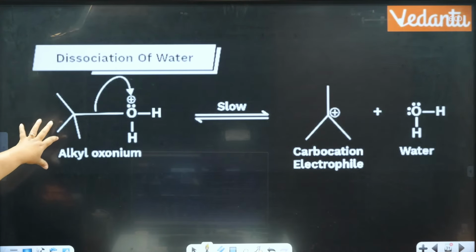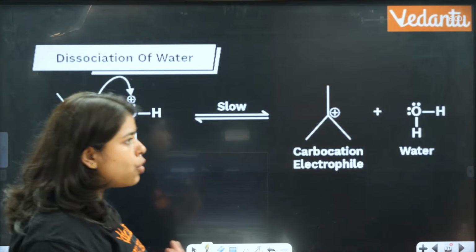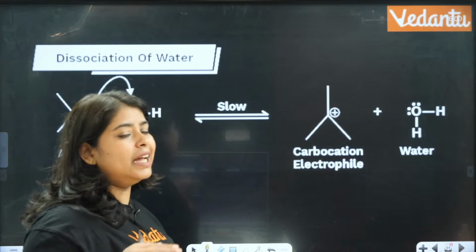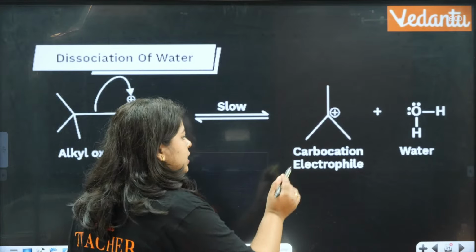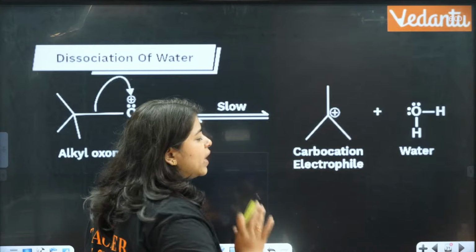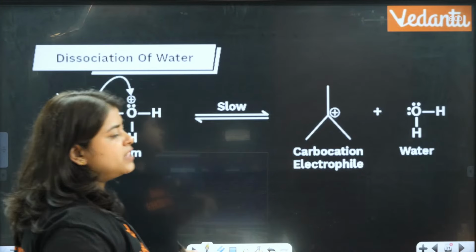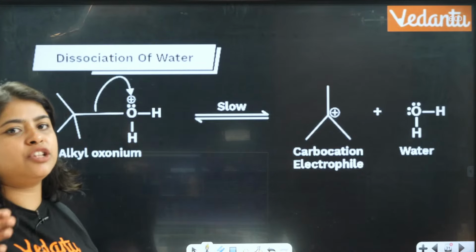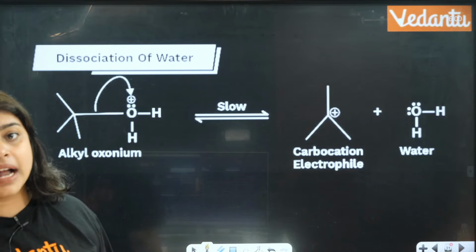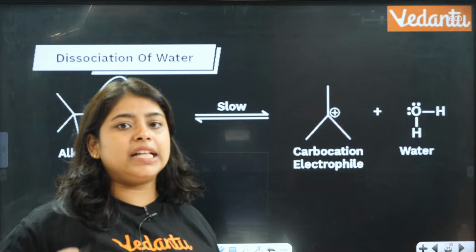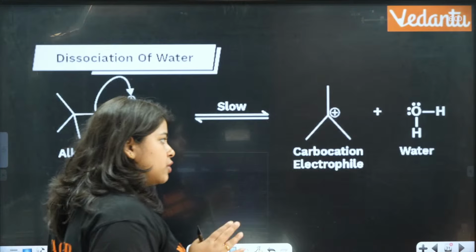Alkyl oxonium is present there; slowly there will be a removal of a hydrogen, and the carbocation electrophile forms. It means the SN1 reaction is just like the preparation of a carbocation. To form that carbocation electrophile, we are actually using HCl. Clear? We are using the HCl.